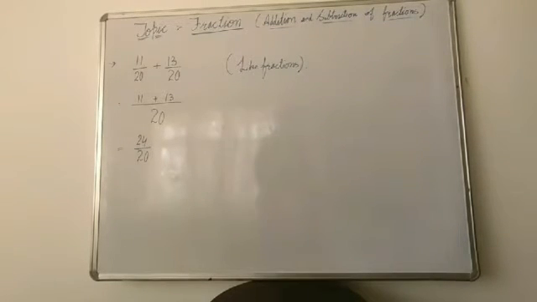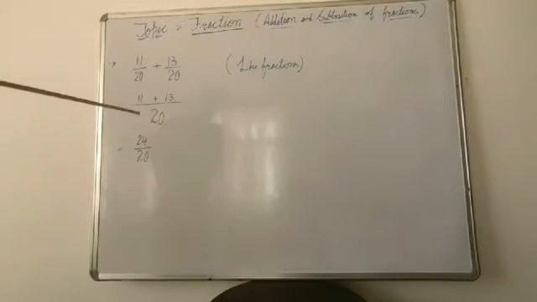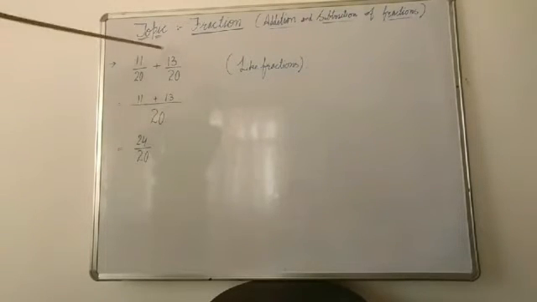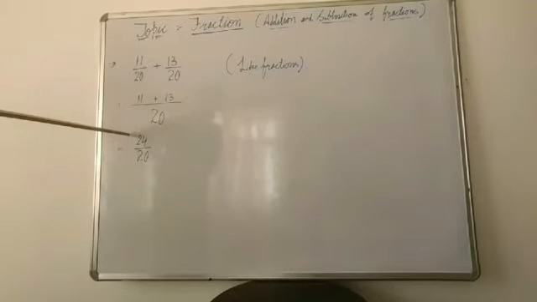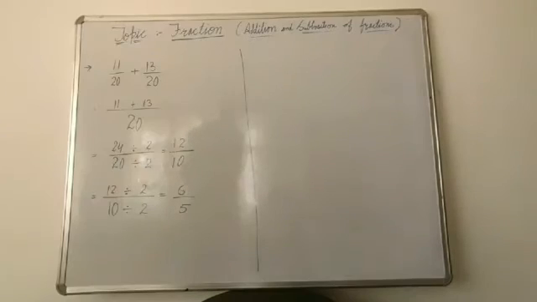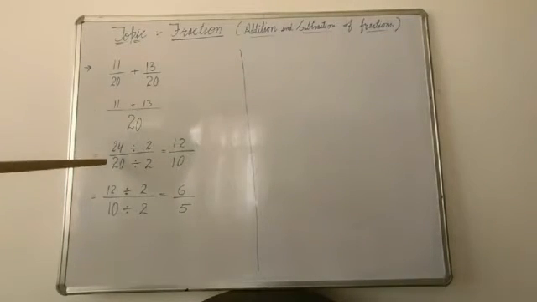So when we have to add two like fractions, simply what we have to do is write the denominator only once, and on top we add the numerators, 11 plus 13. So 11 plus 13 is 24, and our denominator is 20. Now our answer is 24 by 20.